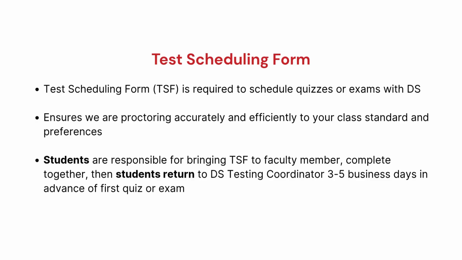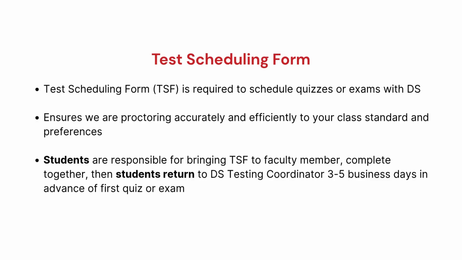We encourage students to bring the test scheduling form to faculty during office hours or another agreed upon time to complete the form together. Forms should be completed in entirety and signed by both the student and the faculty member. Students are responsible for submitting the completed testing form to the testing coordinator in room 203 in the library at least 3 to 5 business days in advance of the first quiz or test. This is needed for scheduling logistics and to ensure we have adequate space and staffing. We cannot guarantee we will have testing rooms available if requests are submitted with less notice.